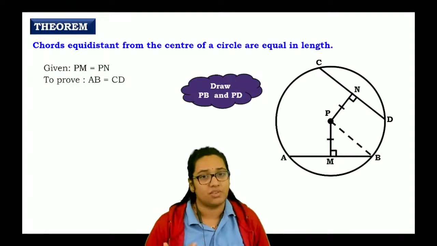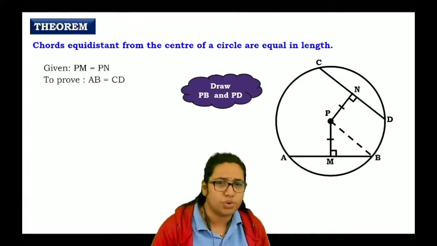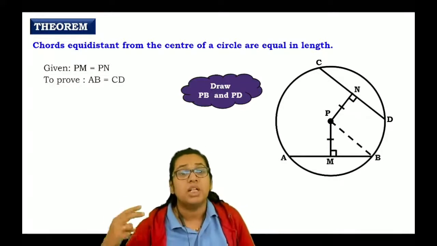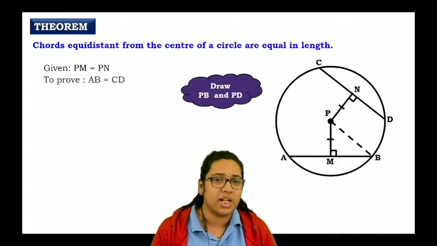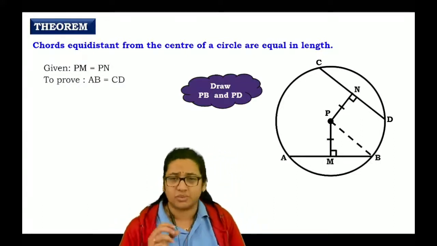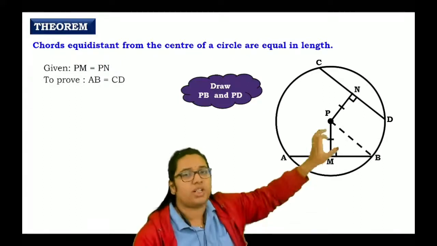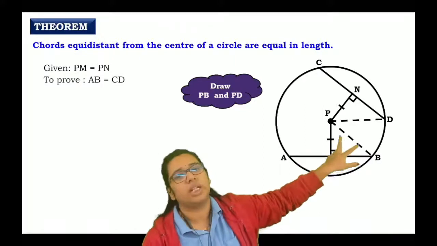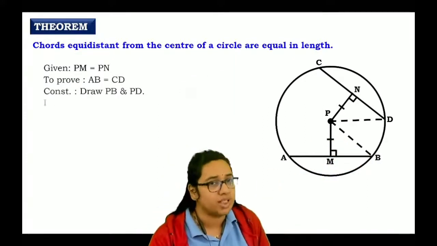So again, we have done this for the last two cases. If we have to prove that two sides are equal or two angles are equal, first of all, we check whether we can use the CPCT theorem here. It means that we just have to go for the congruence of triangles. But before that, there should be two triangles. So again, we'll draw PB and PD, which are nothing but radii of the same circle.